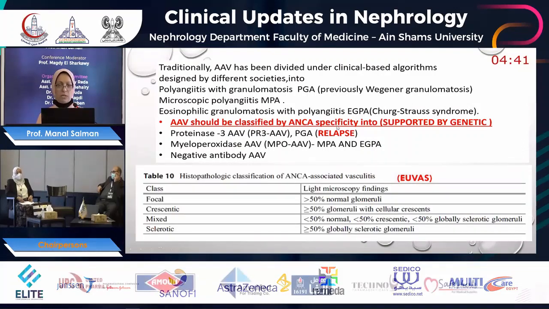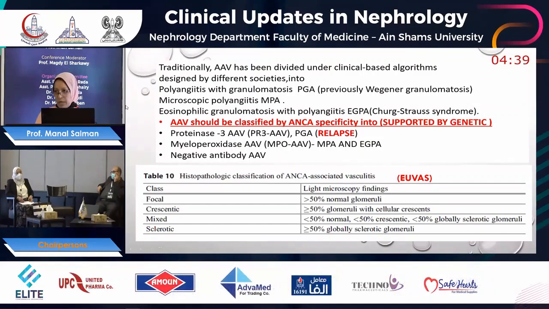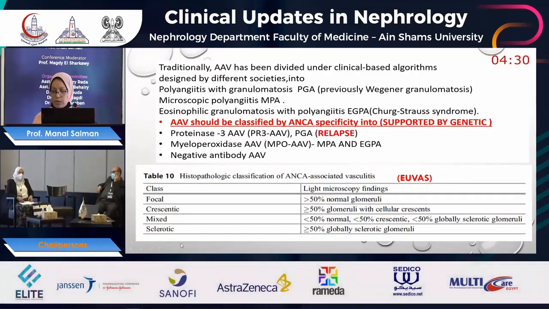طب ايه بالنسبه للباثولوجي؟ اتعمل classification proposed by the European Vasculitis Society الى classes focal, crescentic, mixed and sclerotic على حسب نسبه الكريسنت ونسبه السكليروتيك glomeruli.